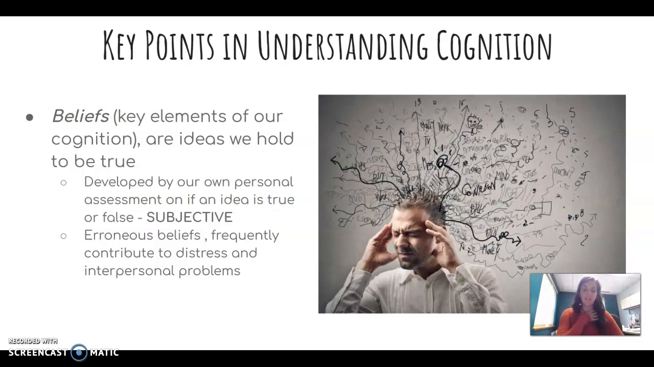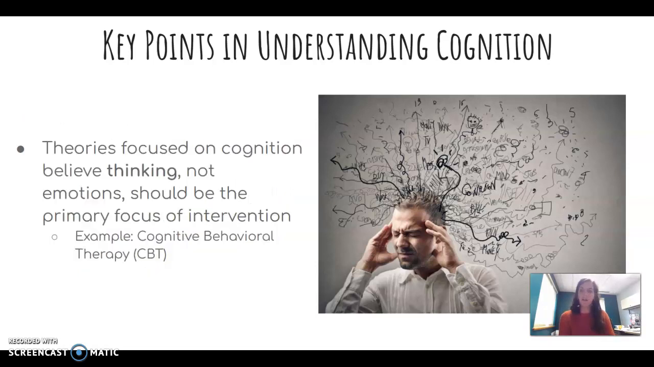Well, it's caused me a lot of distress because of my erroneous belief that they didn't like me, and now I'm upset, where in actuality, there's no merit to that belief at all. So the key thing to understand is that beliefs are developed out of how we experience and assess our world around us. So the book went through a lot of different cognitive theories and theories of cognition, and the commonality of all of them is that they believe thinking, not emotion, should be the primary focus of any sort of intervention or approach to looking at behavior or modifying behavior.